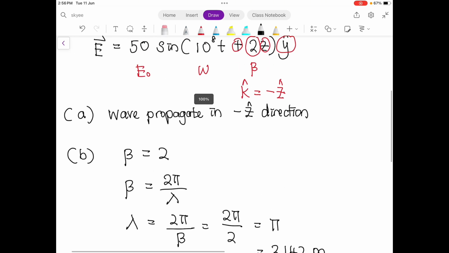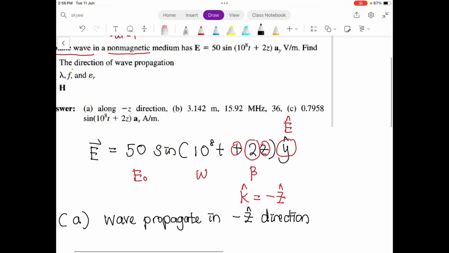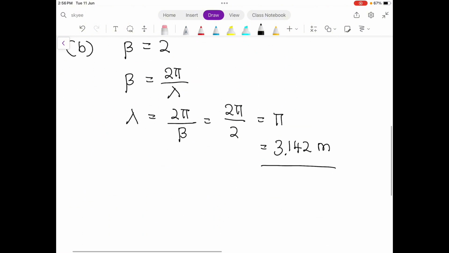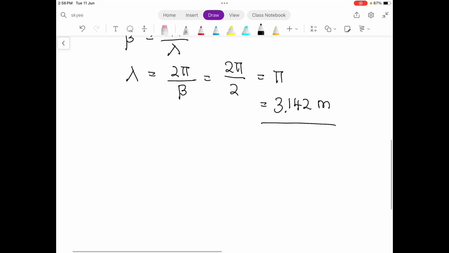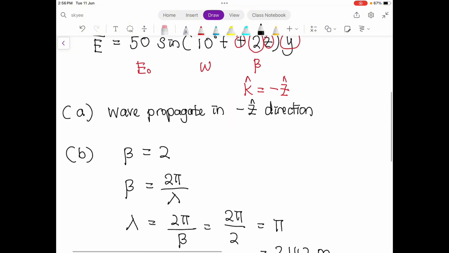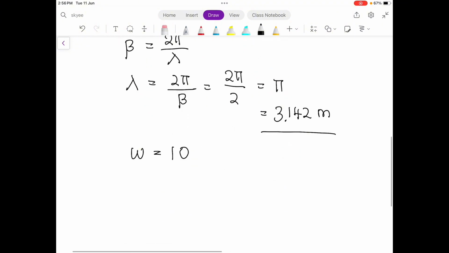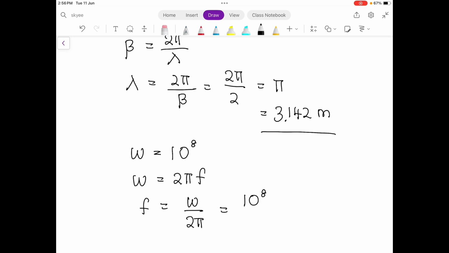We move on to the next one, the frequency, f. For the frequency, you can find it by referring to the omega. Omega in this case is 10 power 8. Omega equals 2 pi f, so f equals omega over 2 pi, which is 10 power 8 divided by 2 pi.